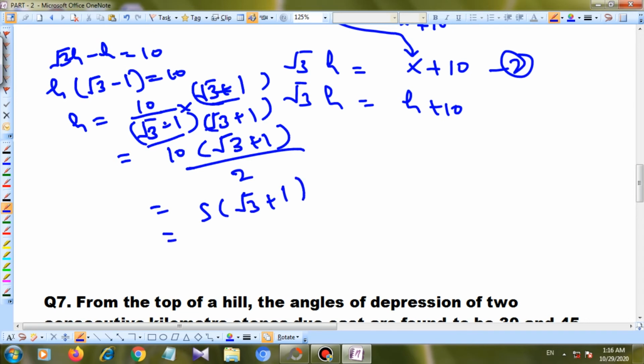But the value of root 3 is given in the question. So this is 1.73. So this will become how much? 5 into 2.73. So your height, you calculate yourself.